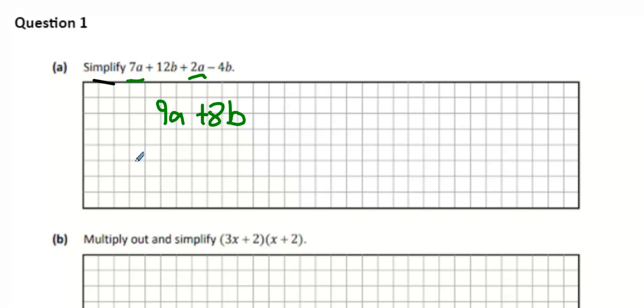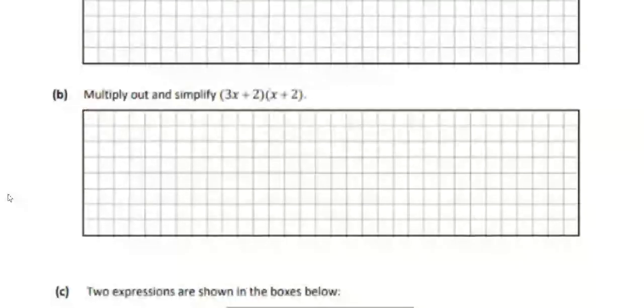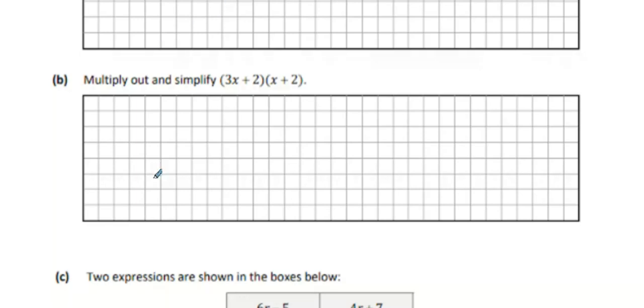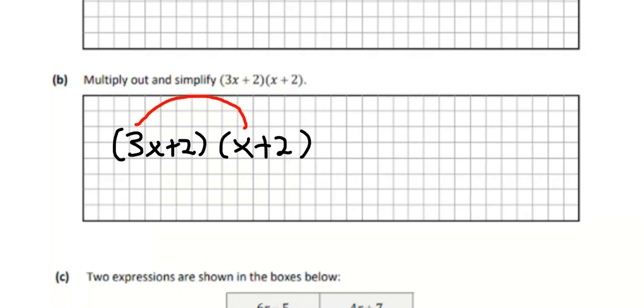Okay? Next one is a bit more difficult. It's a multiply question. So what we're going to do is 3x plus 2, and then x plus 2. Now you've got to remember, this is multiplied out. It's the 4 lines, isn't it? 1. Here's your second line, 2. Here's your third line, 3. And there's your last line, 4.